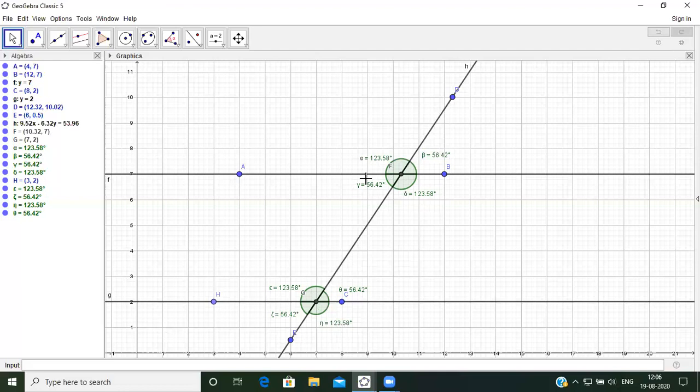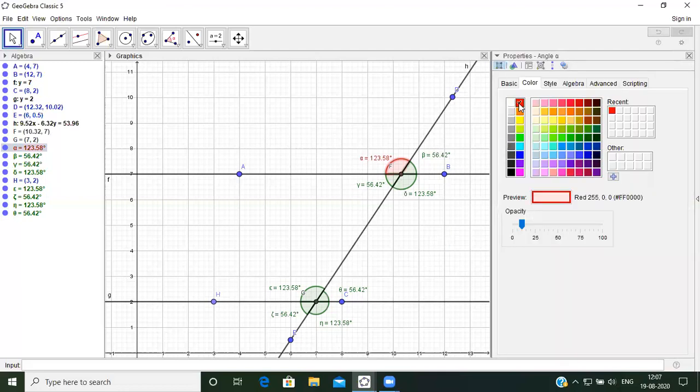Now change the colors of the angles. Click on the angle. Select object properties. Take the color. Increase opacity. Now take the next one and take another color. Increase opacity and take this one and increase its opacity. Take the color. Choose the color which you like.